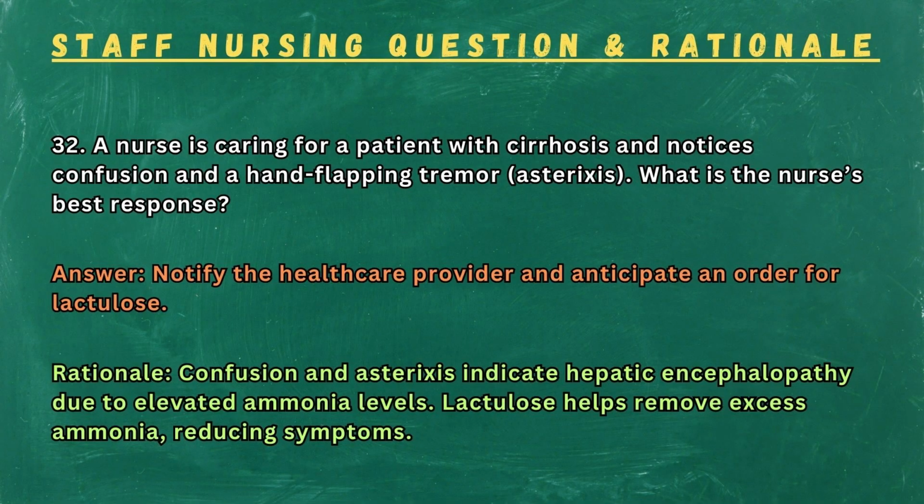32nd. A nurse is caring for a patient with cirrhosis and notices confusion and a hand-flapping tremor, asterixis. What is the nurse's best response? Answer: notify the healthcare provider and anticipate an order for lactulose. Rationale: confusion and asterixis indicate hepatic encephalopathy due to elevated ammonia levels. Lactulose helps remove excess ammonia, reducing symptoms.